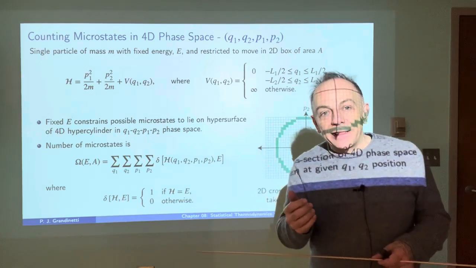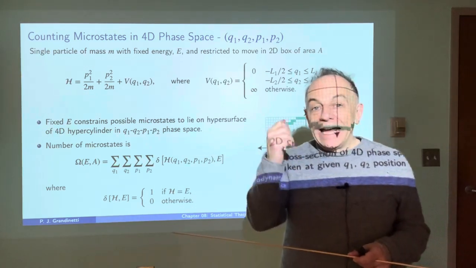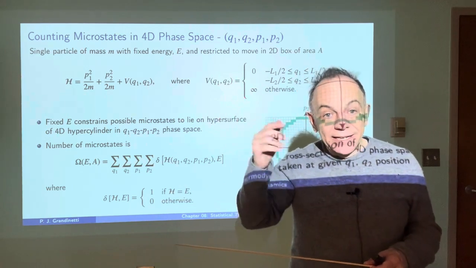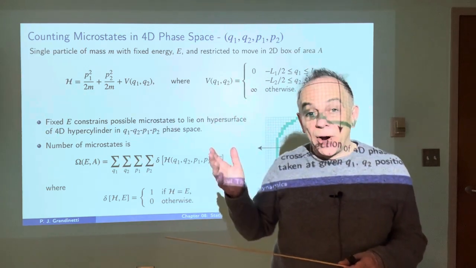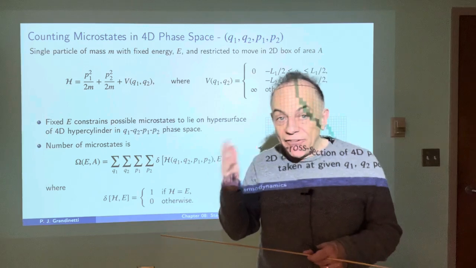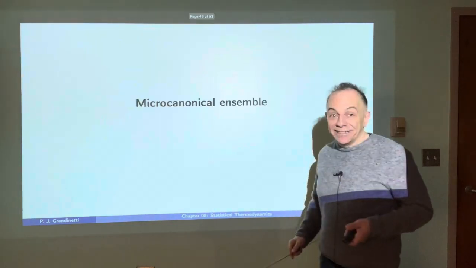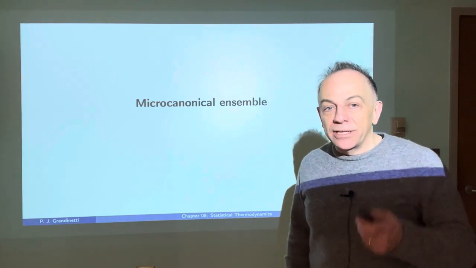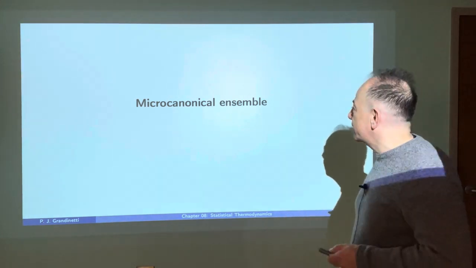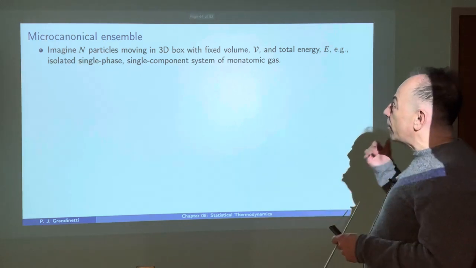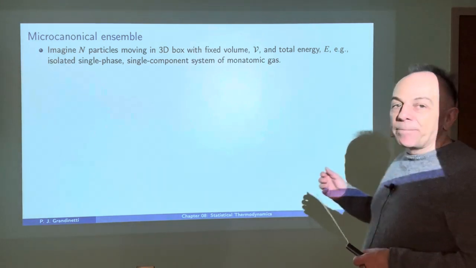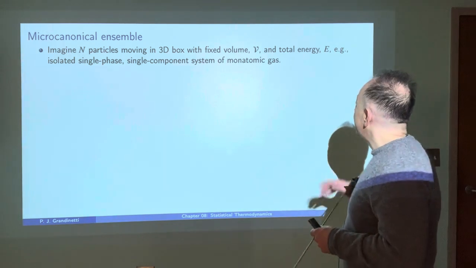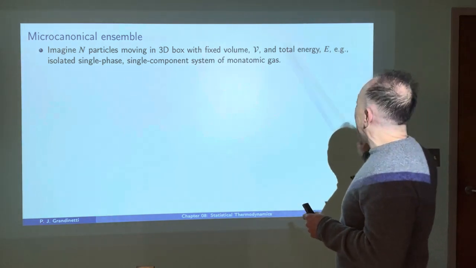So now we need to make the jump, and we need to imagine we have n particles, and n can be an Avogadro's number, 10 to the 23rd particles, and we want to construct a phase space of that. All right, and this is where we come to what's called the microcanonical ensemble in statistical thermodynamics. So now we're going to imagine we have n particles in a 3-dimensional box, and it's got some total energy.